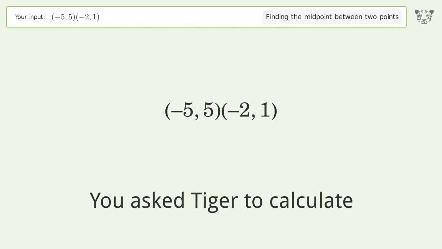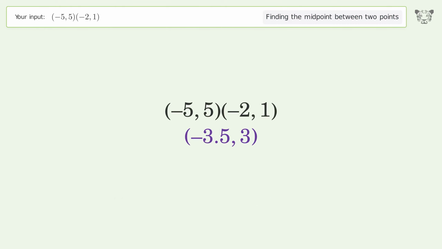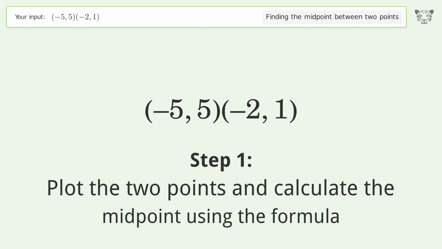You ask Tiger to calculate. This deals with finding the midpoint between 2 points. The midpoint between the 2 points is -3.53. Let's solve it step by step. Plot the 2 points and calculate the midpoint using the formula.